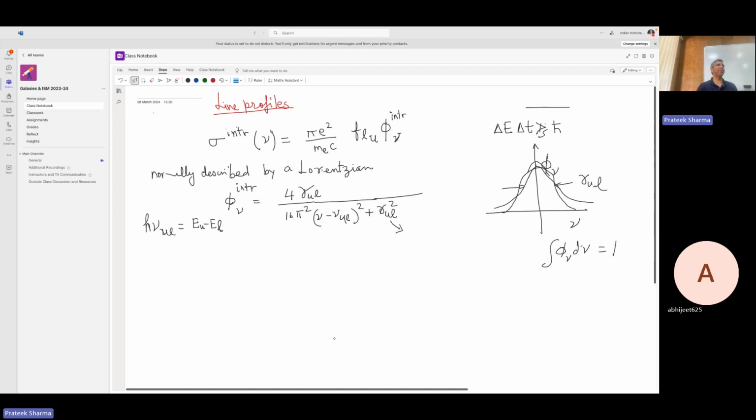Gamma is sort of the width. It defines the sharpness of the energy level. If the lifetime is long, gamma is small. If the lifetime of a state is long, your delta t is long, so your delta nu is small. So that is the sharpness. Okay.